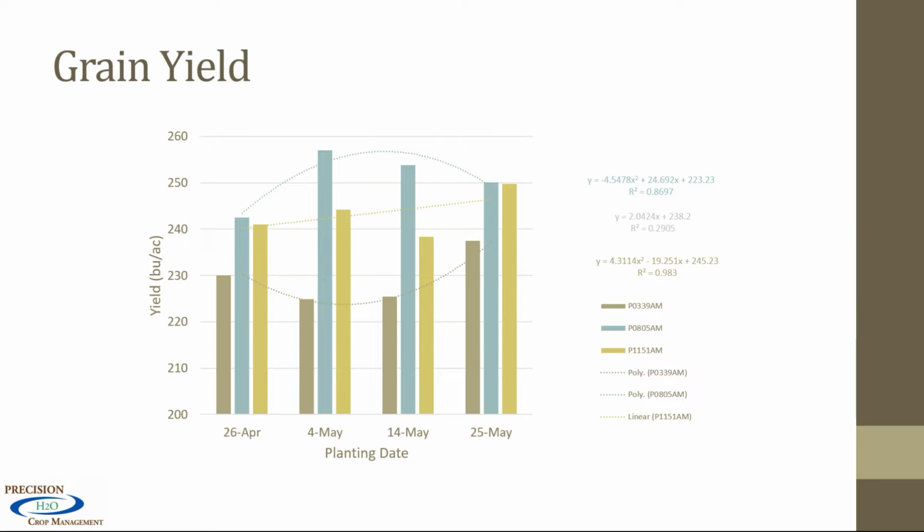Our May 4th planting date was almost 15 bushels higher than our April 26th planting date. So, a significant increase by waiting until May 4th to plant 805. And then we saw a gradual decrease after May 4th in the following two planting dates. 1151, if you fit a linear trend to those yields, we saw a steady increase the longer we waited to plant.